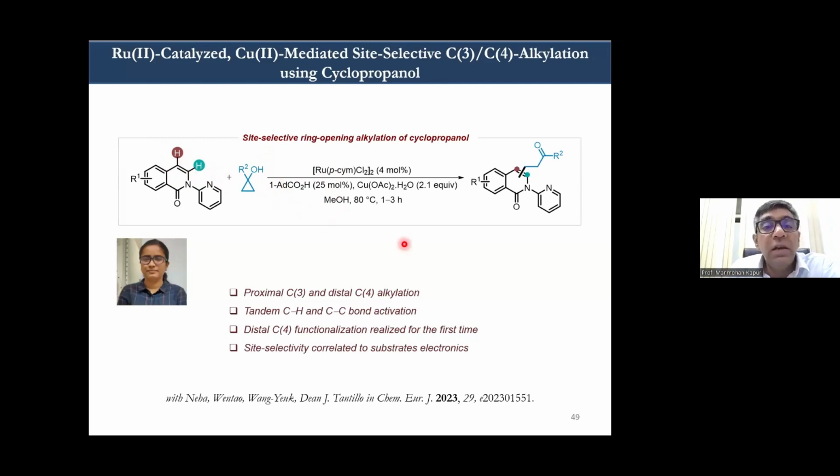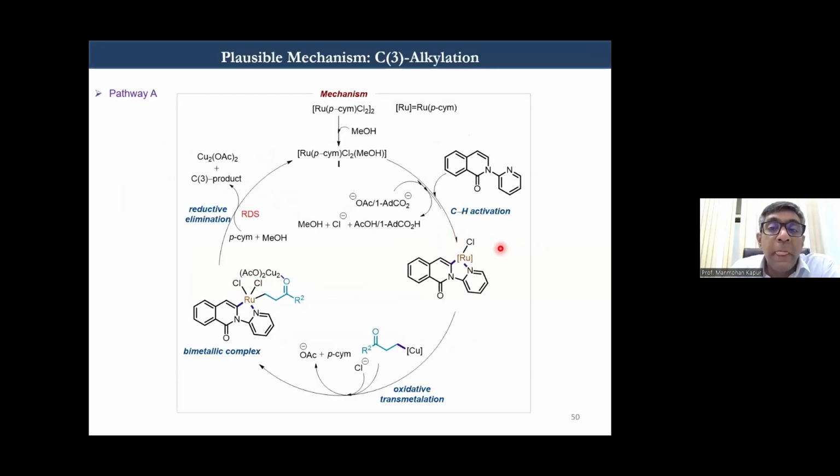And the proof actually came from DFT studies and a couple of control reactions that we did. I will not go through all of those. Very quickly, I will just run you through the mechanisms that are involved in this particular transformation. In the proximal functionalization, there could be 3 pathways. So you could have the active catalyst that is being generated, a CH activation at the proximal position. This species, the homoenolate, is generated from the ring opening of the cyclopropanol, which now undergoes an oxidative transmetallation to give you a bimetallic species of this kind.